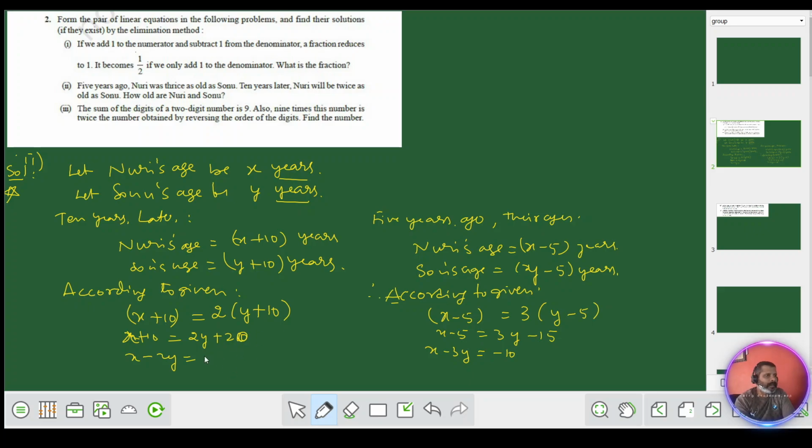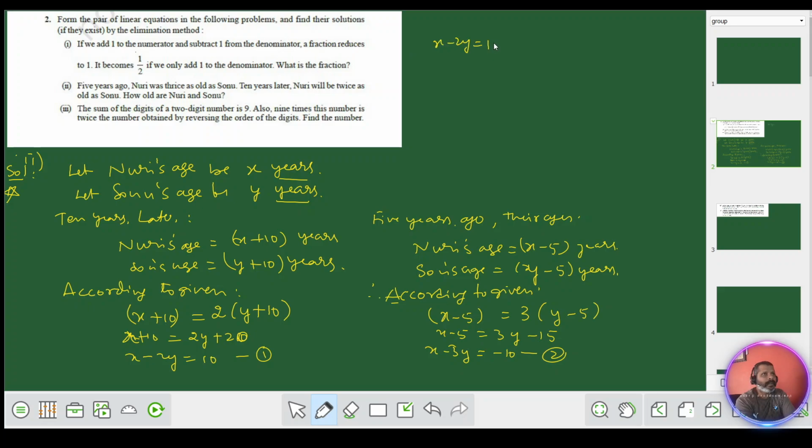20 minus 10 becomes 10. This is 1, this is 2. Okay. I hope you are familiar with bracket opening and simplifying, taking variables to one side. Now, if you look at the equations, x is a variable which has the same coefficient. So we can directly add or subtract both of them to get the other variable. I'll do that.